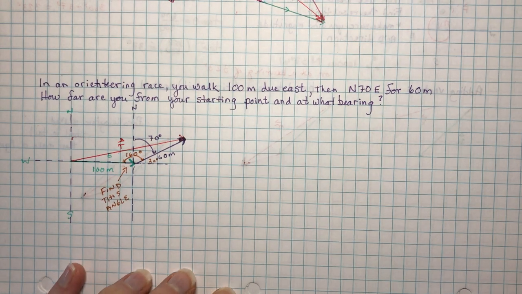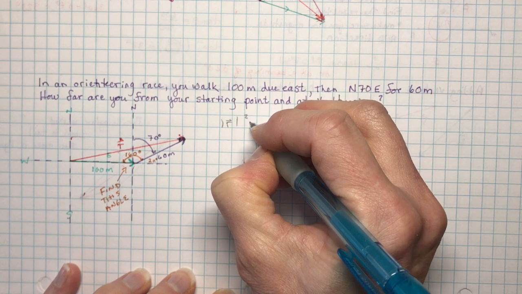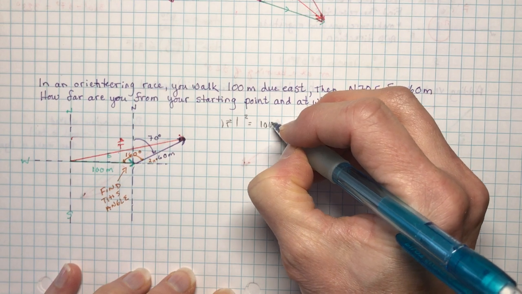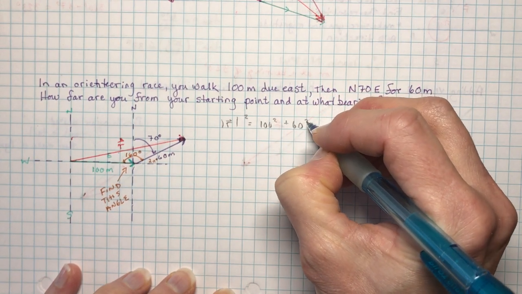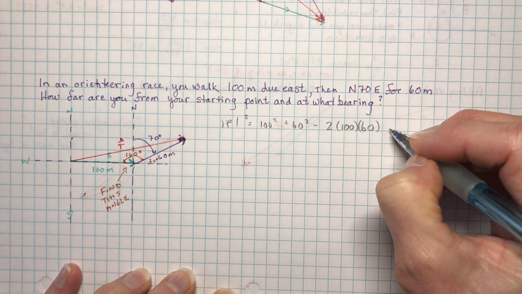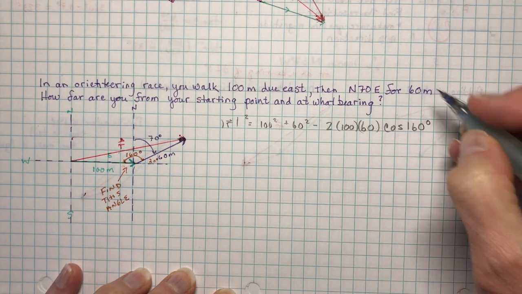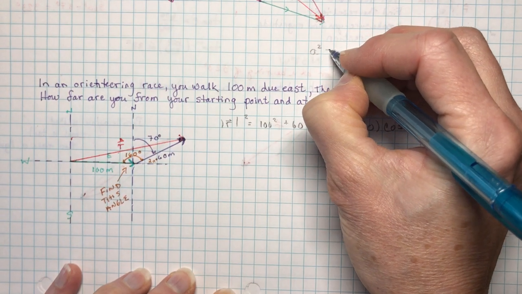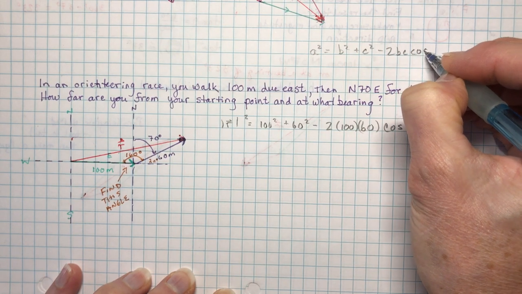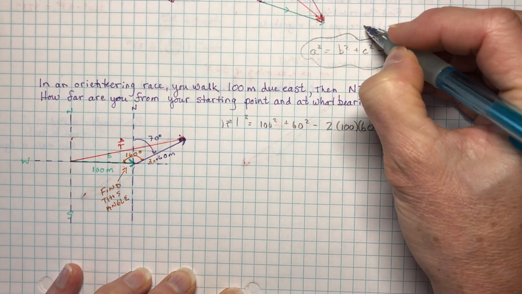Because now you've got the cosine law. So I'm going to say the magnitude of R squared, you remember your cosine law, is going to be 100 squared plus 60 squared minus 2 times 100 times 60 times the cos of 160 degrees. Let me just write that formula out here for you. If you remember, it was a squared equals b squared plus c squared minus 2bc cos A. Okay, so that's the formula we're using here, which is the cosine law.